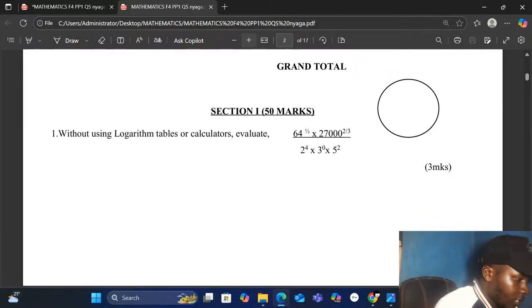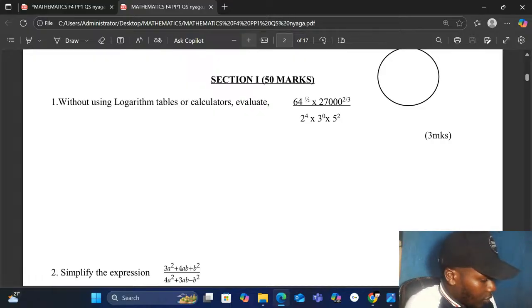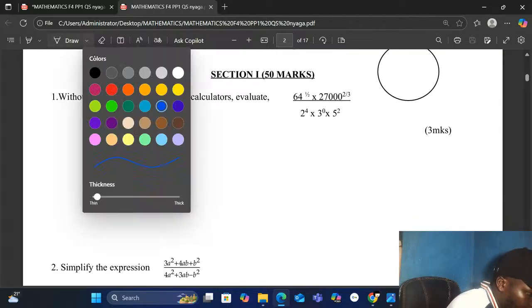You can use this. Now, without using mathematical logarithm tables or a calculator, evaluate 64 power half times 27,000 power 2 over 3, then divide by 2 power 4 times 3 power 0 times 5 power 2. Now, we know that 64 power half is the same as the square root of 64. So you look for the square root of 64.